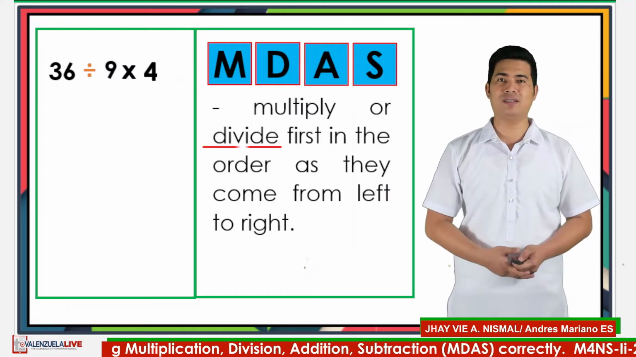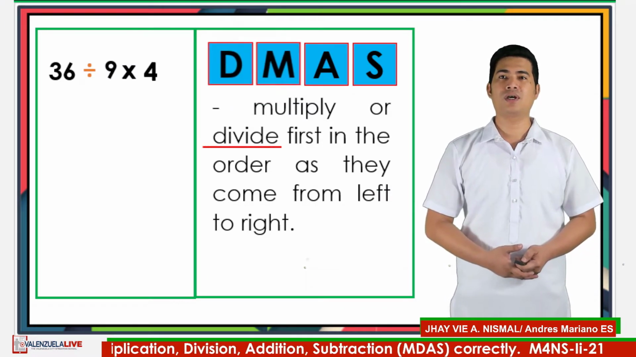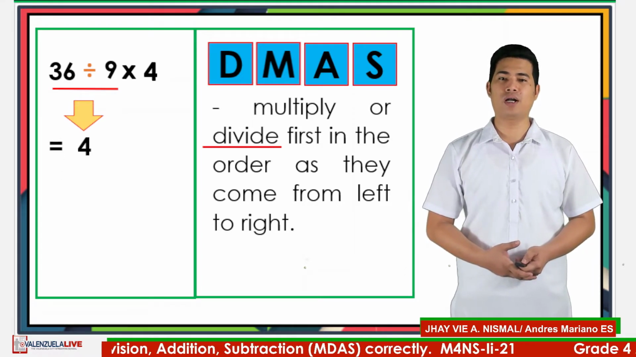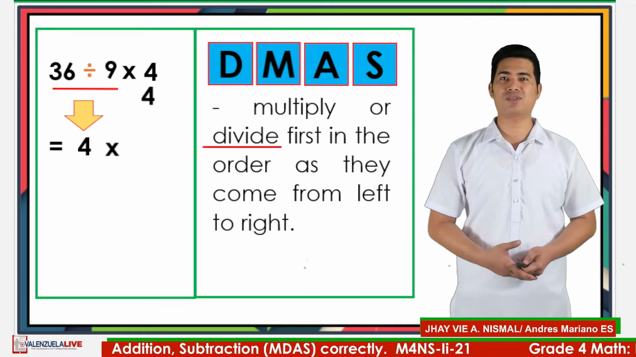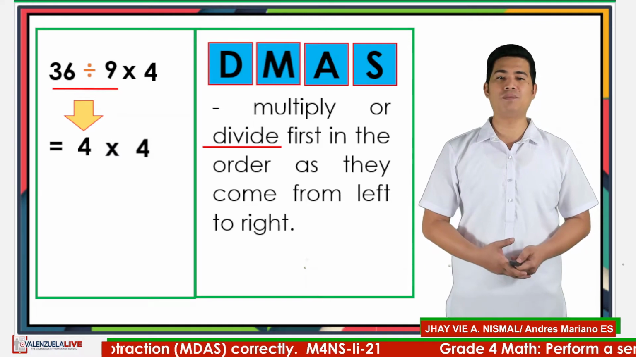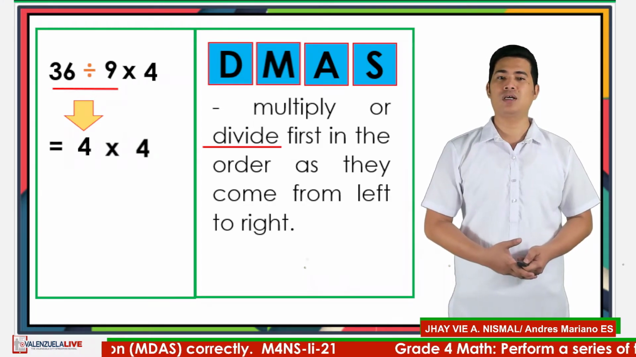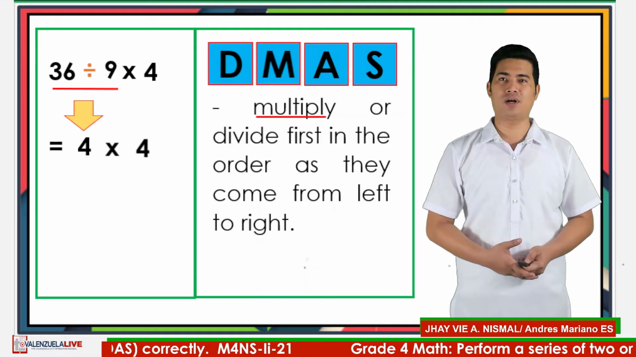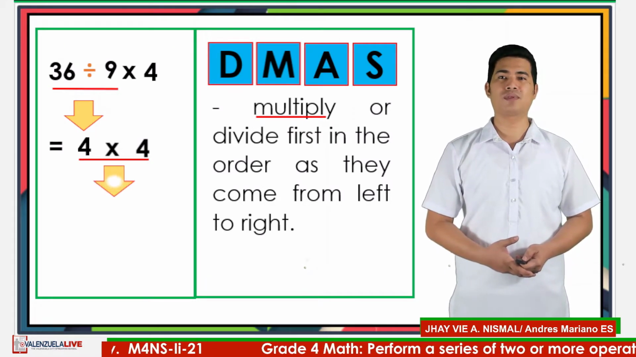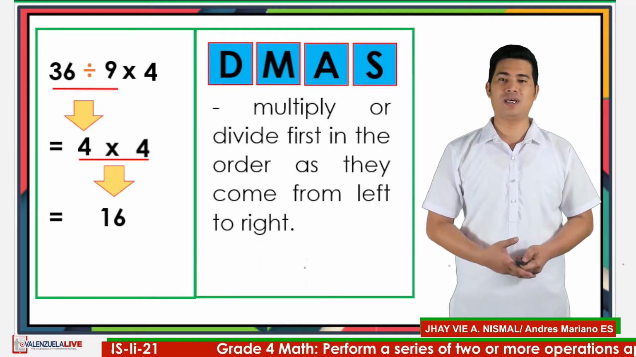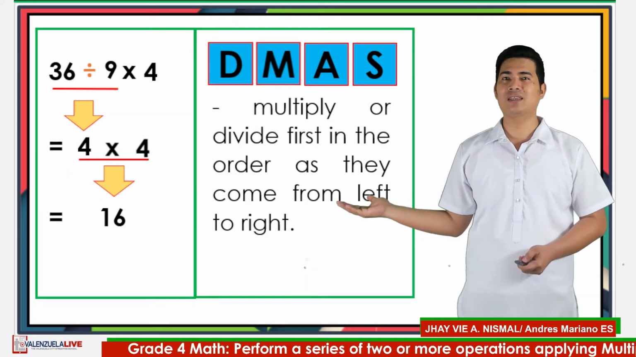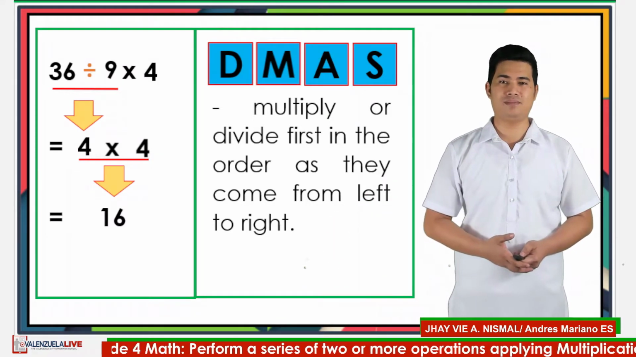Then let's divide. 36 divided by 9 is equal to 4. Then, bring down times 4. Next, execute the remaining operation, which is multiplication. Multiply the quotient by 4. 4 times 4 is equal to 16. As a result, 36 divided by 9 times 4 is equal to 16.